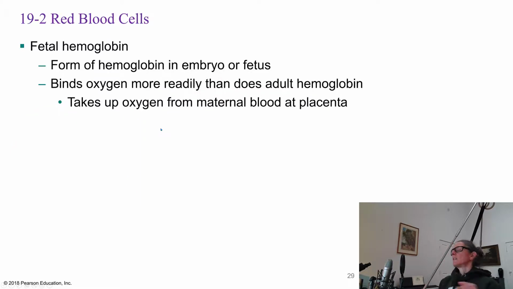When we look at fetal hemoglobin, it's a little bit different. What's going to happen is with the fetal hemoglobin, it's going to have higher affinity for oxygen. It's going to bind oxygen more readily than adult hemoglobin because basically it's competing with the mother's blood for oxygen. And of course, it's going to have to take up oxygen from the maternal blood at the placenta, so it has to have a higher affinity for that oxygen, so that it will pull it away from the maternal blood. So this is an important point to make, that fetal hemoglobin is a little bit different from the hemoglobin of the mature adult.